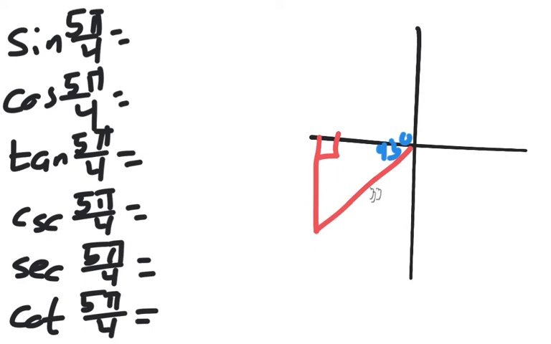So now I know what quadrant I'm in. I know what my reference angle is, so I know what my special right triangle looks like. This is a 45, 45, 90. So I know on a 45, 45, 90, across from the 45 is radical 2. Across from the other 45 is radical 2, and the hypotenuse is 2.